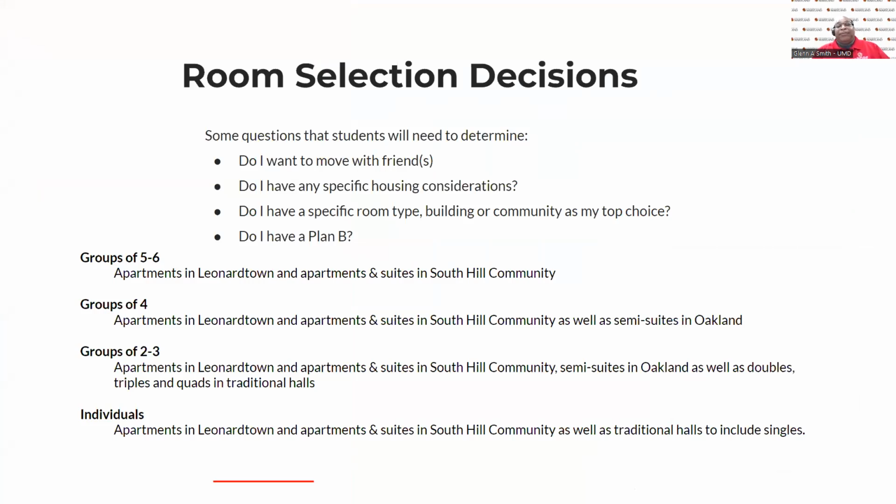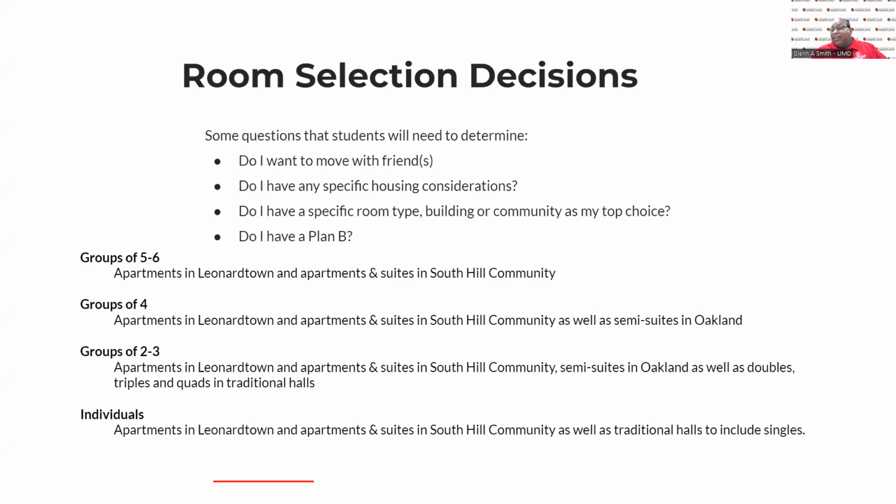So students will be faced with many decisions regarding room selection. You have to decide, who do you want to live with? Do you have any specific housing needs that are required? Do you have a specific room type in mind? Regardless of what decisions you make, you do have to have a plan B, just in case the space that you really want is not available at your appointed time. So for example, Pyeongchang, Johnson Whittle, our newest halls, will be very highly sought after. So if you don't get that, are you okay with another traditional hall like Denton, for example?